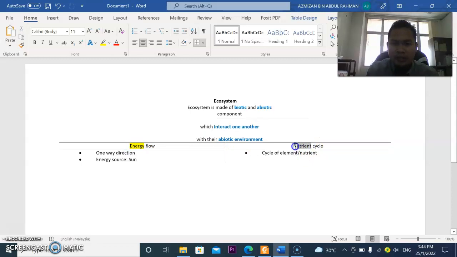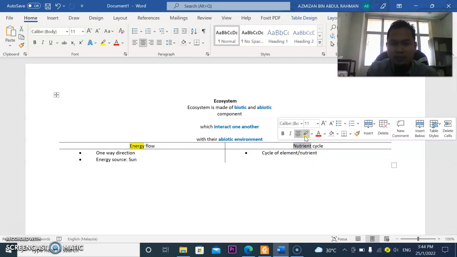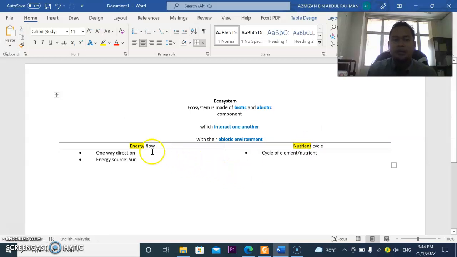So energy here, tenaga cannot be recycled. So we call it energy flow, aliran tenaga. But nutrient can be recycled. So we call it nutrient cycle. So bila kamu faham tentang ekosistem, kamu tidak akan lari pada dua perkara ini. You discuss about energy flow, you discuss about nutrient cycle. Dan energy, aliran tenaga ni berlaku antara benda hidup dan benda bukan hidup. It involves one way direction.